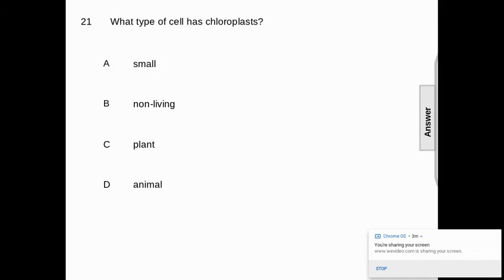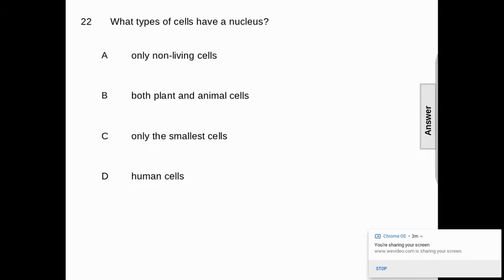21. What type of cell has a chloroplast? There's only one answer, and the answer is C, plant. 22. What types of cell have a nucleus? The answer is B, both plant and animal cells.